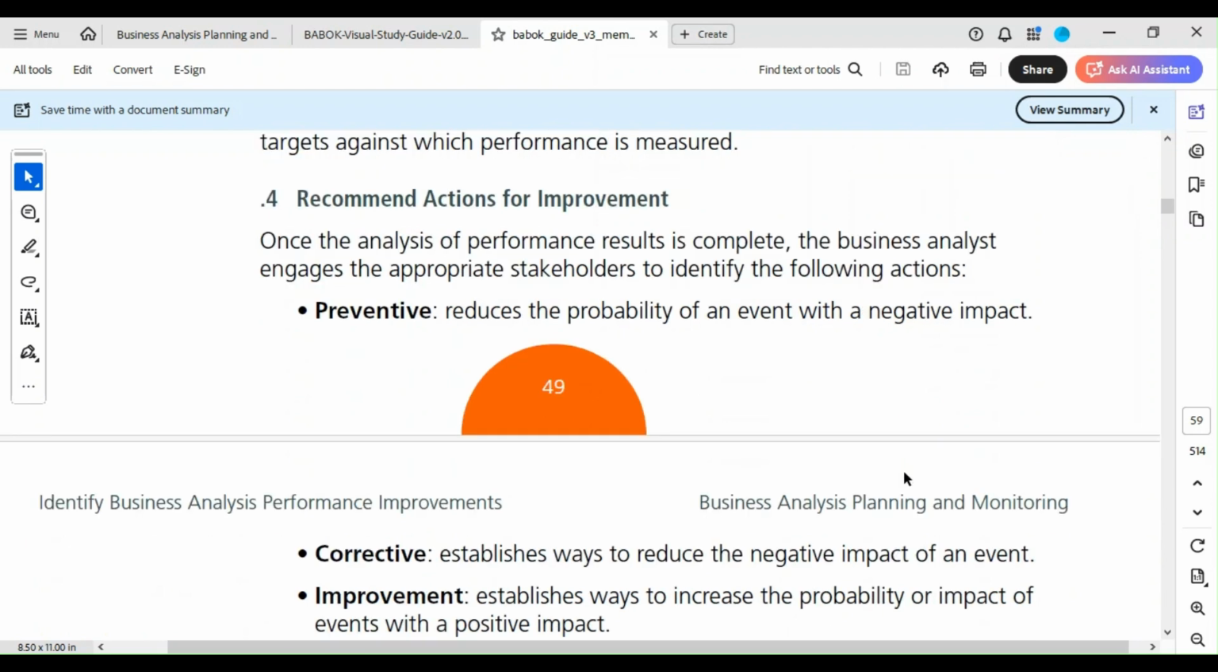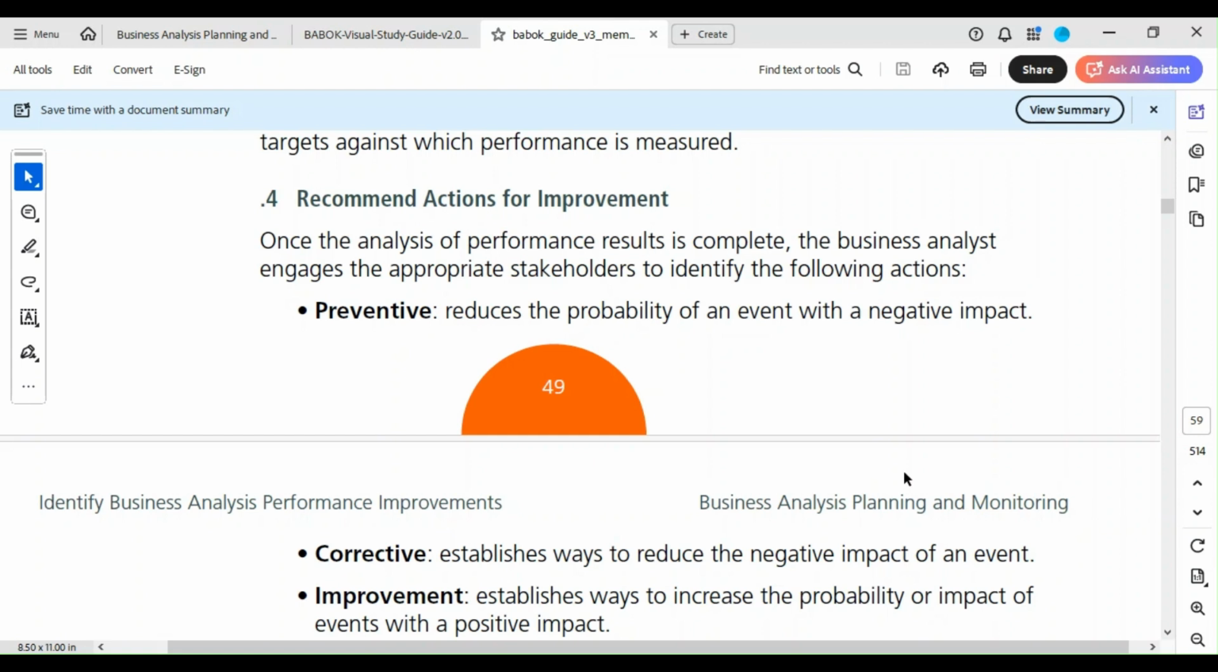Then recommend actions for improvement. Remember, one of your elements. Once the analysis of performance result is complete, the business analyst engages the appropriate stakeholders to identify the following actions. Once you've established the result of whatever you've evaluated, you make sure you are giving it to the right stakeholders. The actions are: preventive, which reduces the probability of an event with a negative impact.